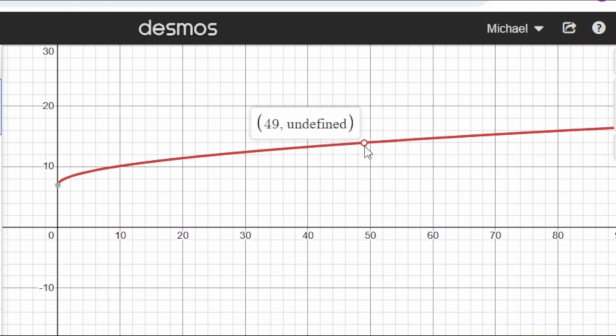Now at 49 itself, it's undefined. There's a hole in the graph there. But the question is really, how high is that hole? And the hole is right up here at a height of 14. So as x approaches 49, as the inputs approach 49, the outputs of this function are approaching 14, even though when you plug in 49 itself, you don't get an output. It's undefined there.